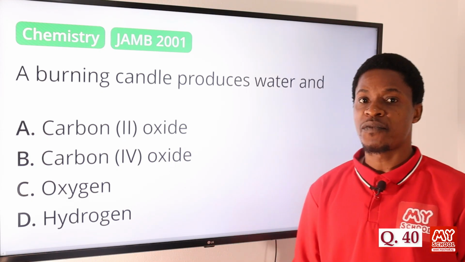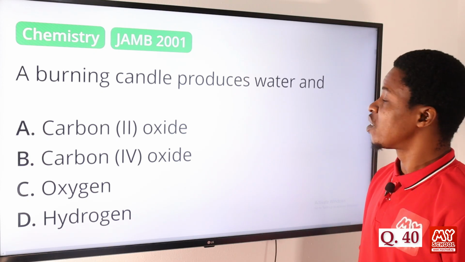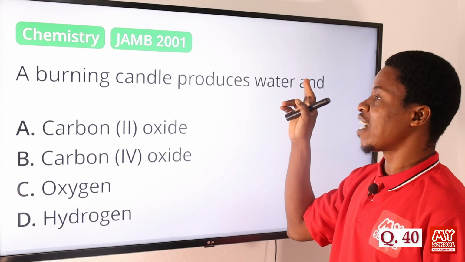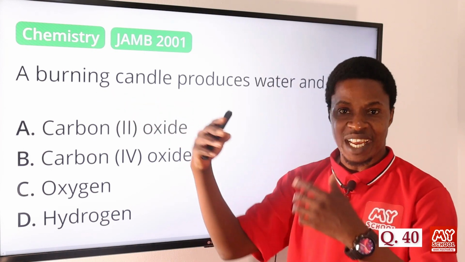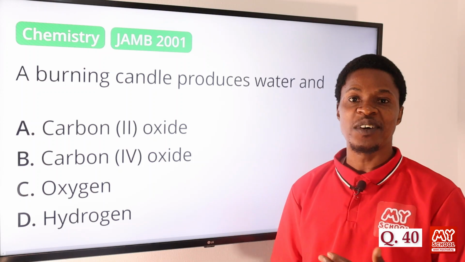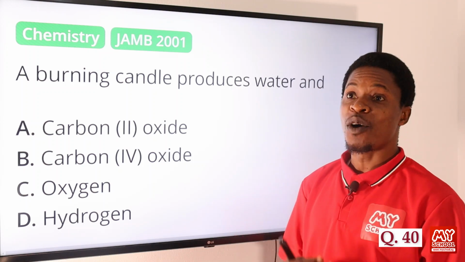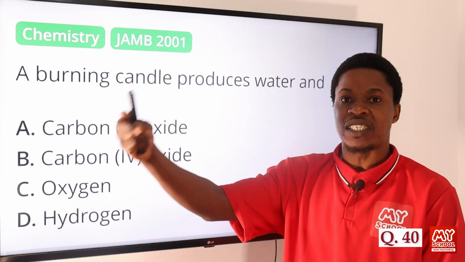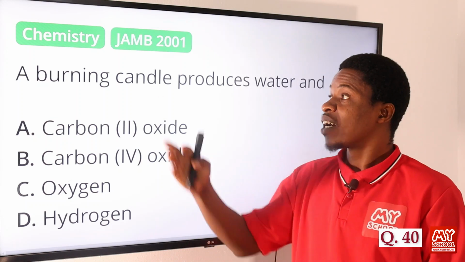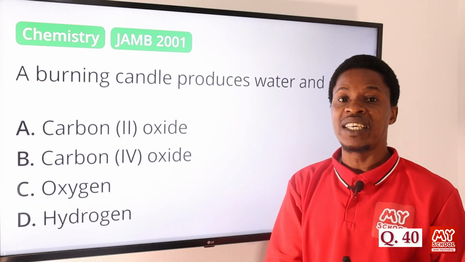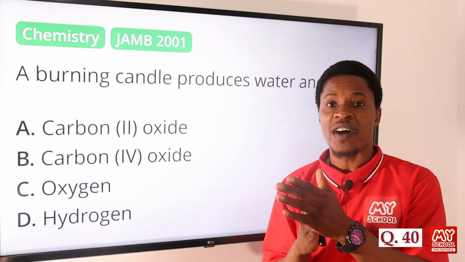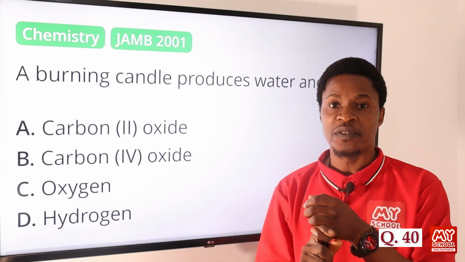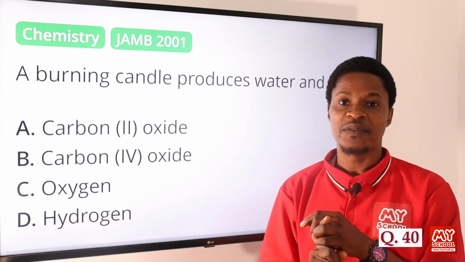Now let's go to question number 40. A burning candle produces water and what? A burning candle is a hydrocarbon, okay? And when hydrocarbons undergo combustion reaction, because this produces water, a burning candle, something that is burning, that means it's undergoing combustion, right? So candle is a hydrocarbon, and usually when there's combustion of hydrocarbon, the products are CO2, carbon dioxide, and water.